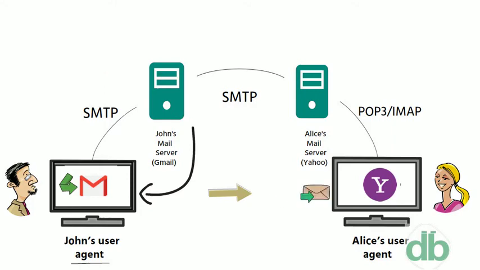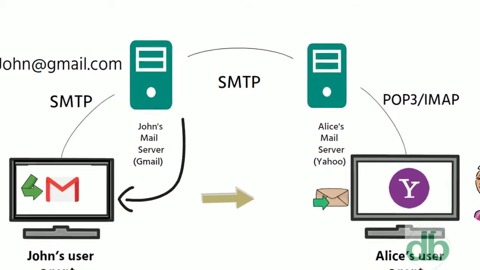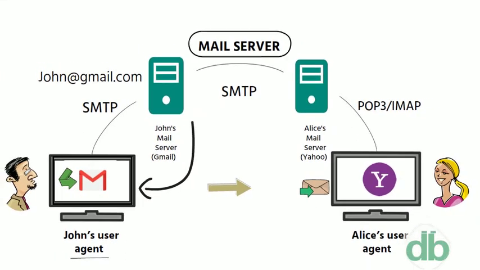John has an email account on Gmail, meaning there is a remote machine under the gmail.com domain that manages all the email messages sent to John. This machine is also in charge of sending email messages sent from John to other users on other mail servers. This remote machine, or simply, the application running on this remote machine, is John's mail server.